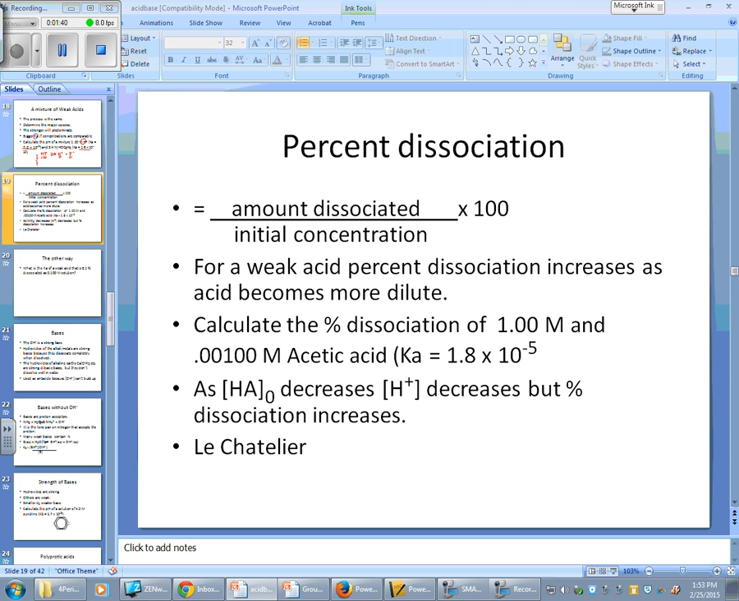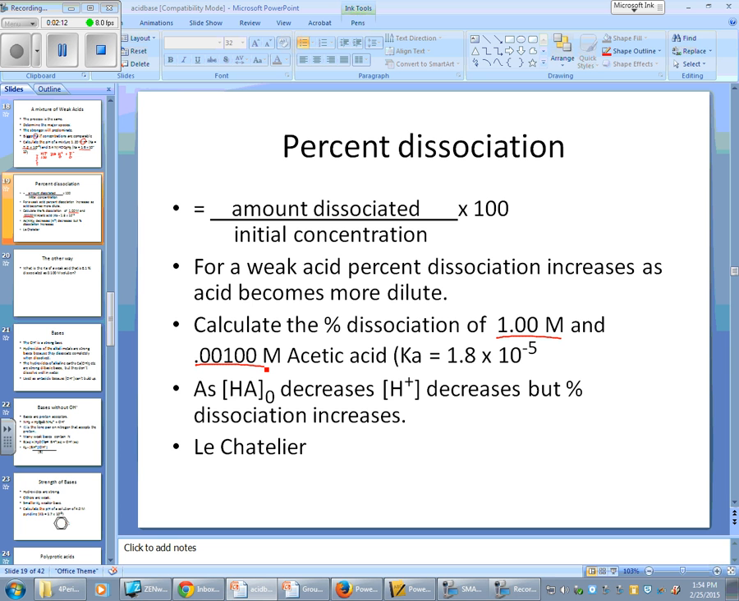All right, let's talk about percent dissociation. It's the amount dissociated, how much of this weak acid actually split up, over the initial concentration times 100. And for weak acids, the percent dissociation increases as the acid becomes more dilute. To prove that point, I have these two problems here: a 1 molar acetic acid solution and a 0.001 molar acetic acid solution.